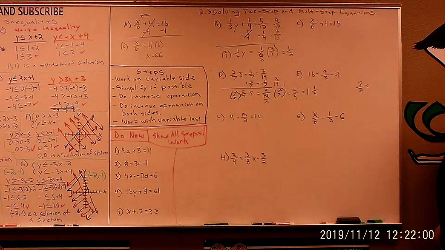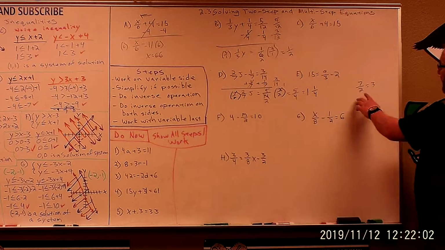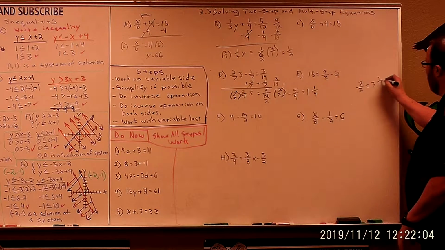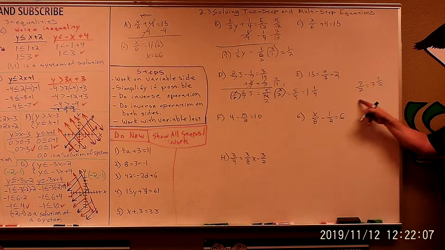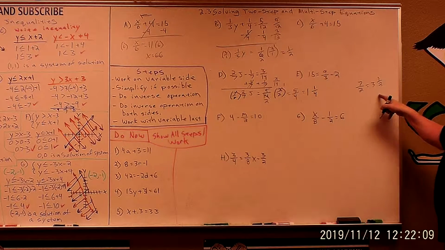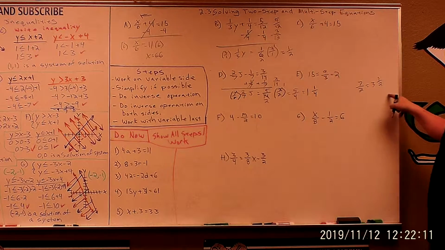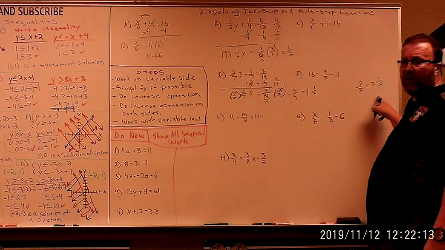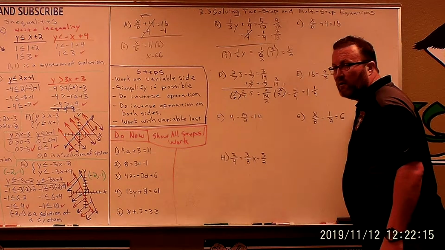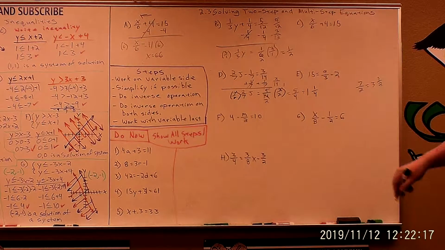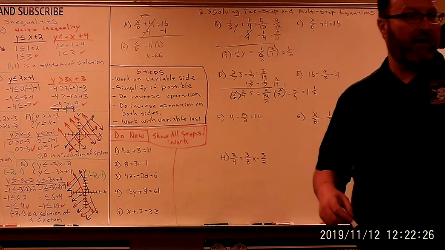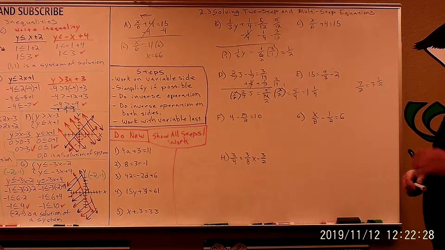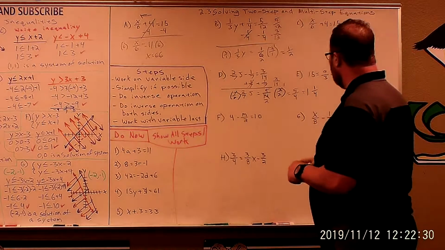What's my answer here? 3 and 1 half. Yep. 2 times 3 is 6. 1 left over, 1 over 2. Does everyone understand this? Let me see thumbs up or down on this. Ruben, thumbs up or down on this. Bucket, you good? Okay. That's how we turn them back proper.